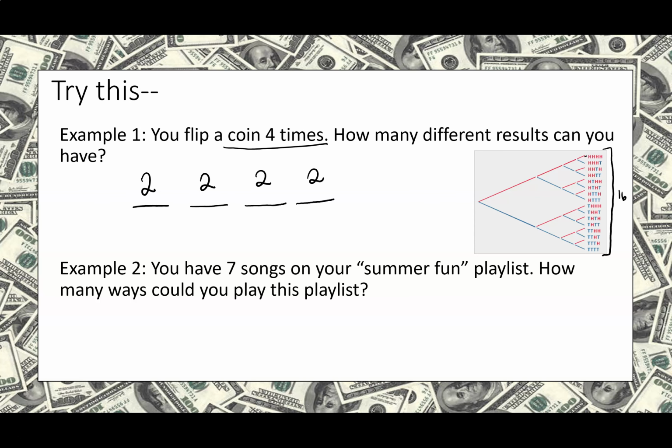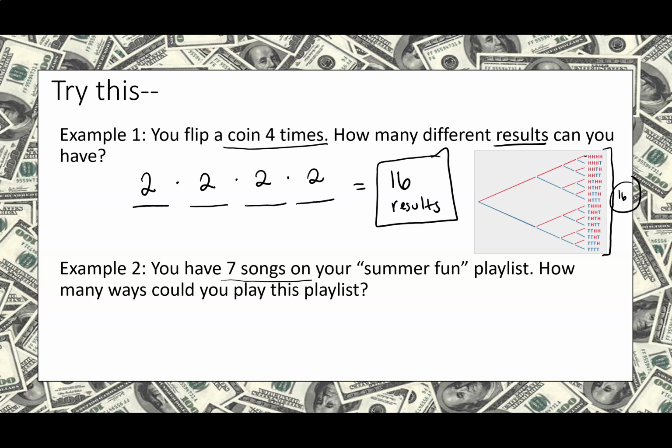Just like the seat arrangement problem, we're going to multiply these. And we get 2 times 2 times 2 times 2, which does give us 16 results, which is the same thing that you get for your tree diagram. So for the counting principle, don't overthink this. Think about the number of slots you have and how many possibilities for each slot.